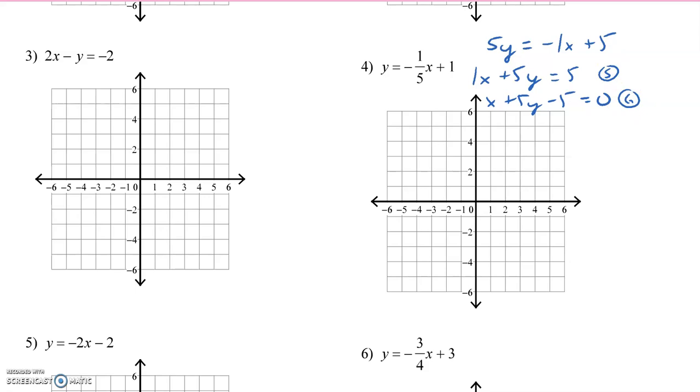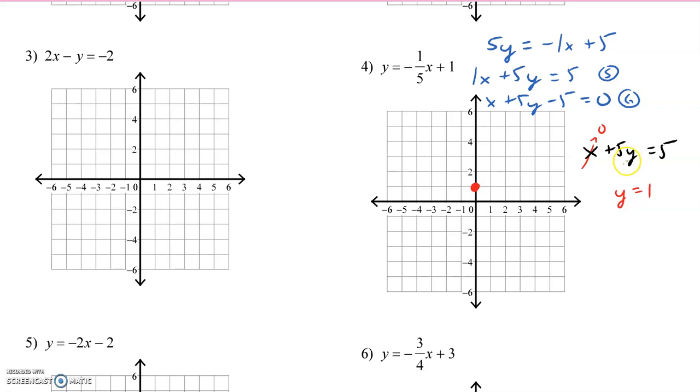So then if I wanted to sketch the graph for it, I like using my standard form better. I said that before. My standard form is x plus 5y is equal to 5. Now if I make x equal to 0, I would have 5y is equal to 5, and then obviously my y value is equal to 1. So when x is equal to 0, my y value is equal to 1.